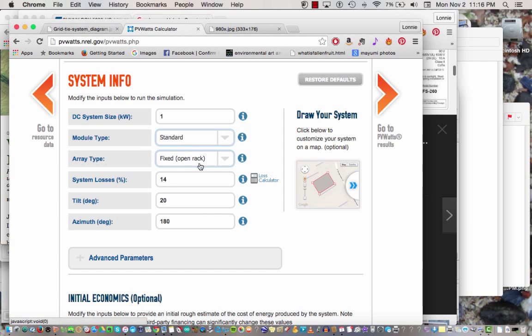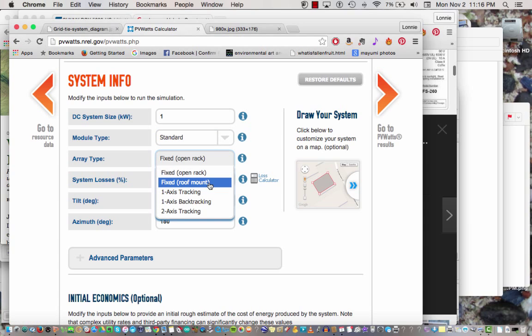Let's just stick with a standard module. And then we have to choose what type of rack, and it could be a ground mount rack or a roof mount rack, or racks that actually track the sun. We'll talk more about those another time, but you can track the sun in one axis, or you can track the sun, directly facing the sun all the time. So let's not worry about that, we'll just go with a fixed rack with a roof mount.